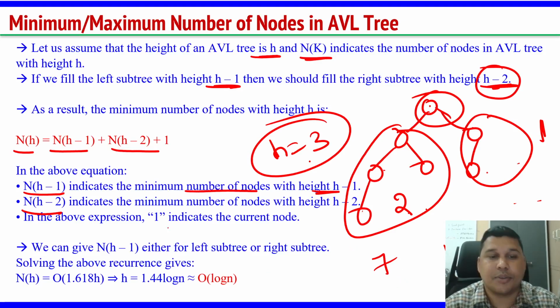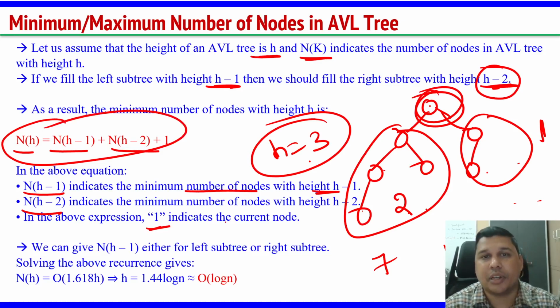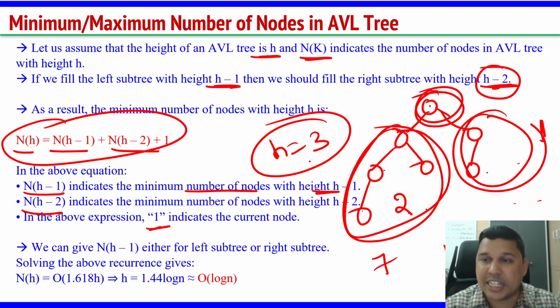Okay, right. So, from and 1 indicates the current node, that is the root. So, this way you can find out the minimum number of nodes in an AVL tree. How are you finding it? The minimum number of nodes of height h minus 1 on the left side, and the minimum number of nodes on the right side, h minus 2, and plus the root. So, this gives us the minimum number of nodes in an AVL tree.